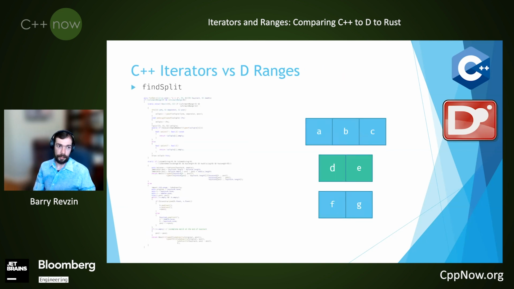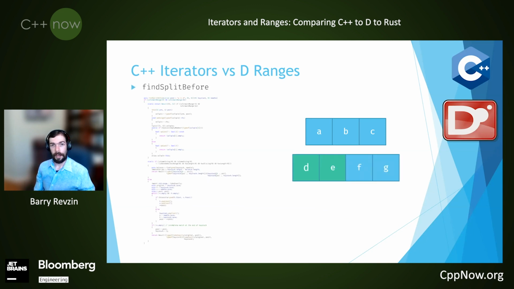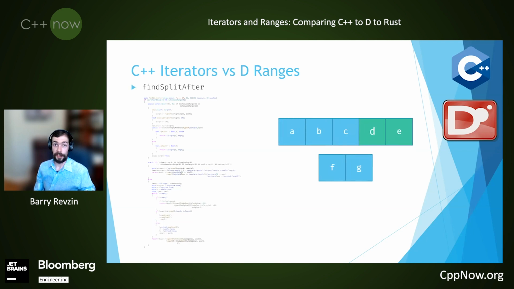So this is the implementation of find split in D. And I don't really expect anyone to read this. This font is kind of small. But what's interesting is D also has find split before as an algorithm. And as you can see, it's also quite long and very, very close to the implementation of find split. And they also have find split after, which again is very, very close to the implementation of find split before, which is itself very, very close to the implementation of find split.